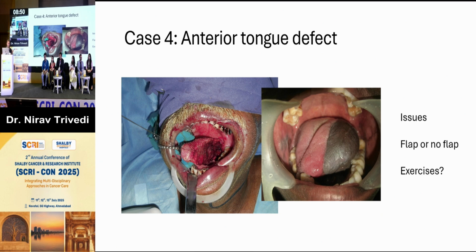Now let's go to the tongue defect. So divide the tongue into two types of defect. One is an anterior defect and one is a posterior defect involving the base of tongue.